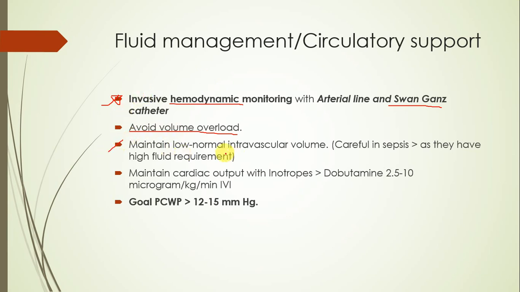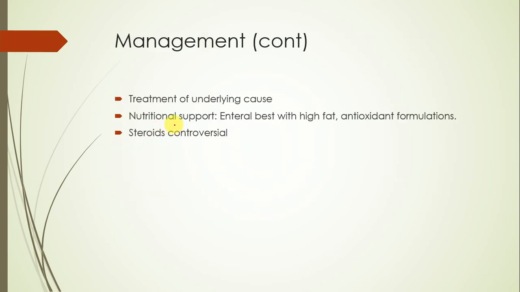And the aim is to maintain a low normal volume, but we must remember that in a sepsis patient, maintaining even a low normal volume might take a lot of fluids. And if the blood pressure is low and cardiac output is low, we might give inotropes. And the goal capillary wedge pressure is around 15 millimeter mercury, not more than that. And there are other parts of the management, including treatment of the underlying cause, such as in this case, we have to give IV broad spectrum antibiotics, and nutritional support through the oral route. The use of steroids is not recommended.